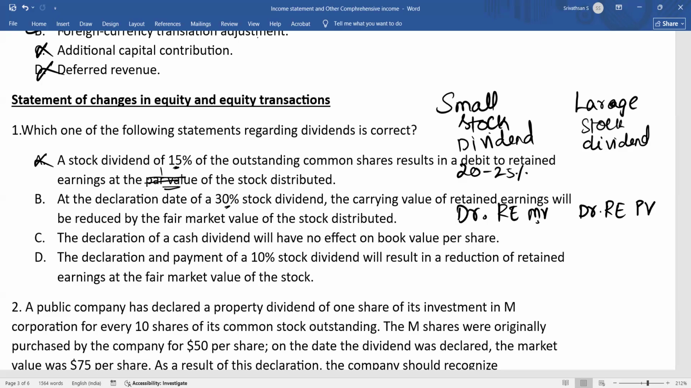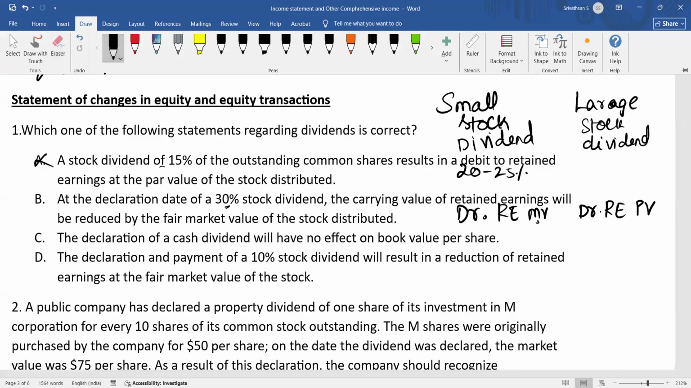So this option cannot be the right answer. If they had given fair value or fair market value instead of par value, then this answer would be right. But since in case of a small stock dividend the retained earnings is to be debited by par value, it is not the right answer. So option A cannot be the right answer. Let's look at option B.